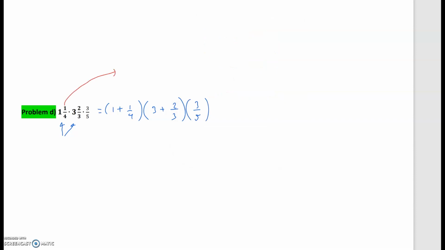And what I'm going to do here is just use the shortcut. So in this case, you multiply these two at the numerator. 4 times 1 is equal to 4, plus 1 is equal to 5/4. And then on the second one, 3 times 3 is 9, plus 2, it's going to be 11. So this one is going to be 11/3.